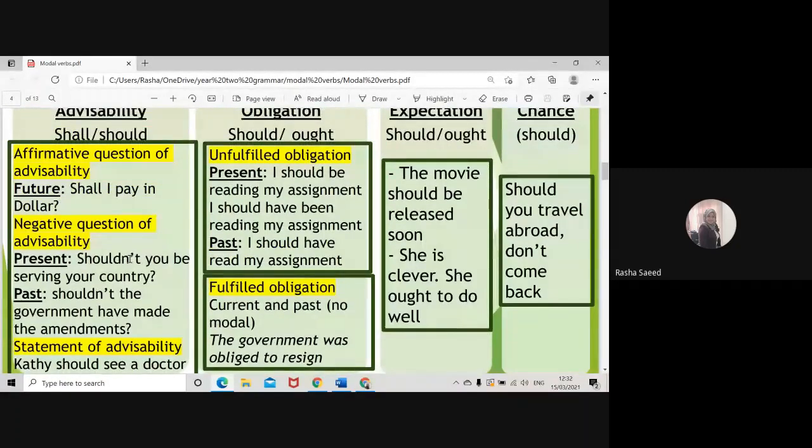We talked about obligations. In obligations, we use should and ought. These obligations can be either fulfilled or unfulfilled. When we talk about unfulfilled obligations, we can use should. For instance, I should be reading my assignment. This is in the present. I should have read my assignment. This is in the past. You use have and the past participle of the verb.